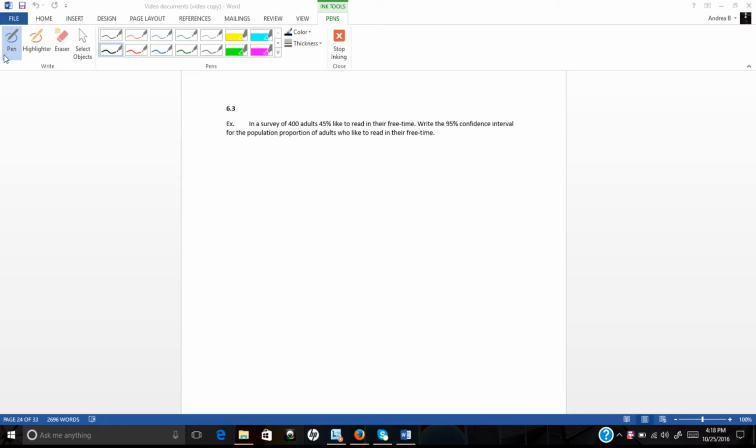We have to write the 95% confidence interval for the population proportion who like to read in their free time. For this one, first of all, we can write out our point estimate, which in this case is our sample proportion. Remember, the point estimate is however you're estimating the population value. In this case, we're talking about a proportion. They give it to us: it's 0.45, the 45% as a decimal.